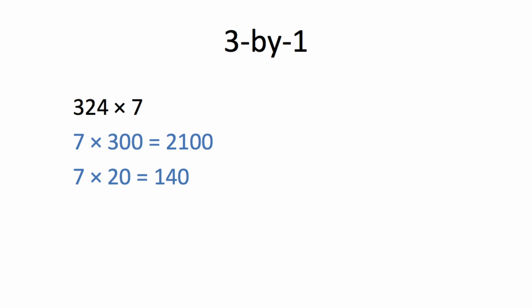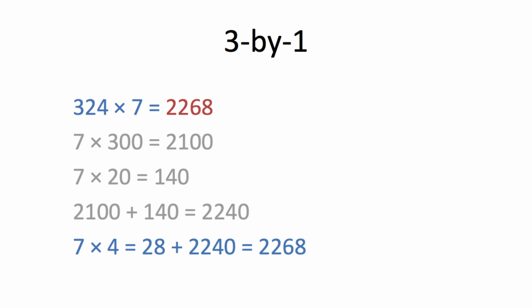We now turn to multiplying three-digit numbers by one-digit numbers. For example, look at this example, 324 times 7. So, we start with 7 times 300 to get 2,100. Then, we do 7 times 20, which is 140. We add the first two results to get 2,240. Then, we do 7 times 4 to get 28, and add that to 2,240. The answer is 2,268.